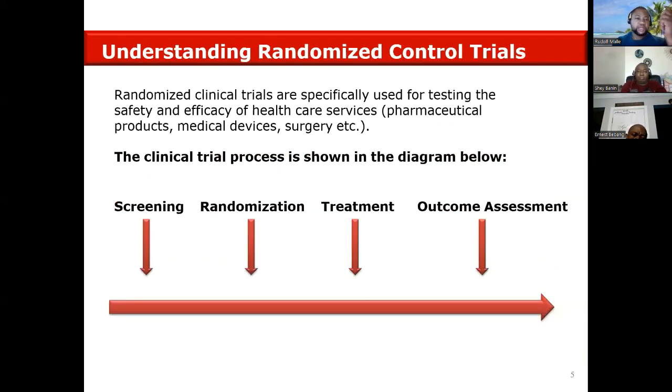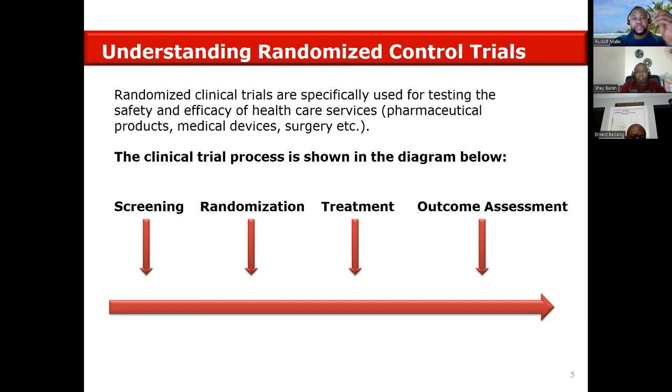Now, just understanding what randomization is, we're looking at the diagram for a study that comes in. When a study is being conducted, we have screening, randomization, treatment, and outcome. After the screening phase, for example, they're going to do blood work, or review physical exams and x-ray scans, whatever the protocol requires.